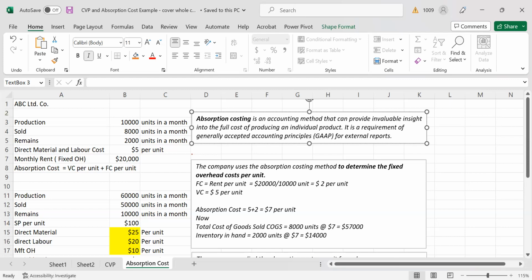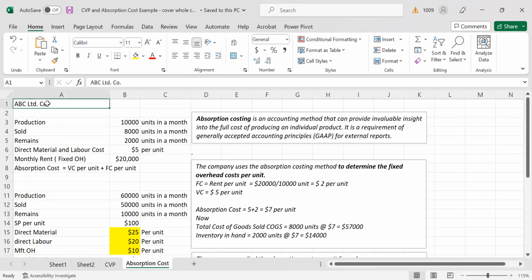Okay, so now the next point is we have here, let's say, the ABC company. We have ABC company here. We know the production, sales, remains, and everything we have given here.